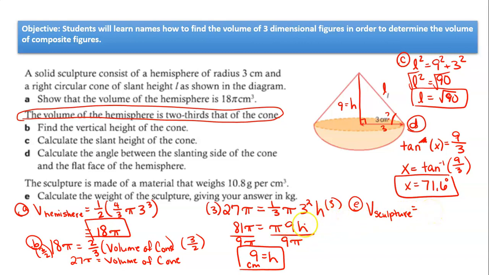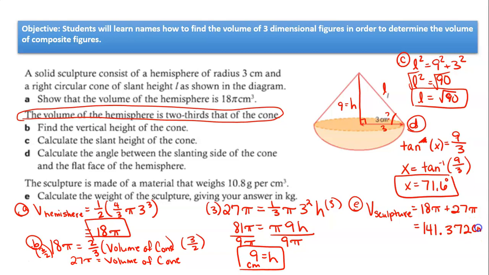So we know the volume of the hemisphere is 18 pi. We figured that out in part A. And the volume of the cone is 27 pi. We figured that out in part B. And go ahead and get a decimal for this. Use pi and type it onto your calculator. And you end up with the volume of the whole sculpture to be 141.372. Again, I'm keeping that decimal alone because that's not what they're asking for in the end.